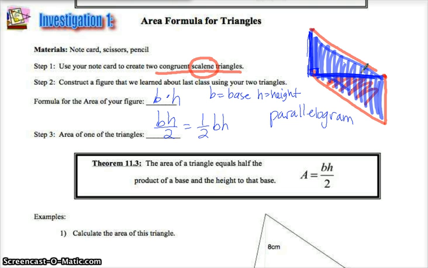We could do that with a rectangle. The original figure might have been a rectangle, right? So we would chop that off and get base times height, and then cut the rectangle in half, and that's why the area of a triangle is base times height divided by 2.